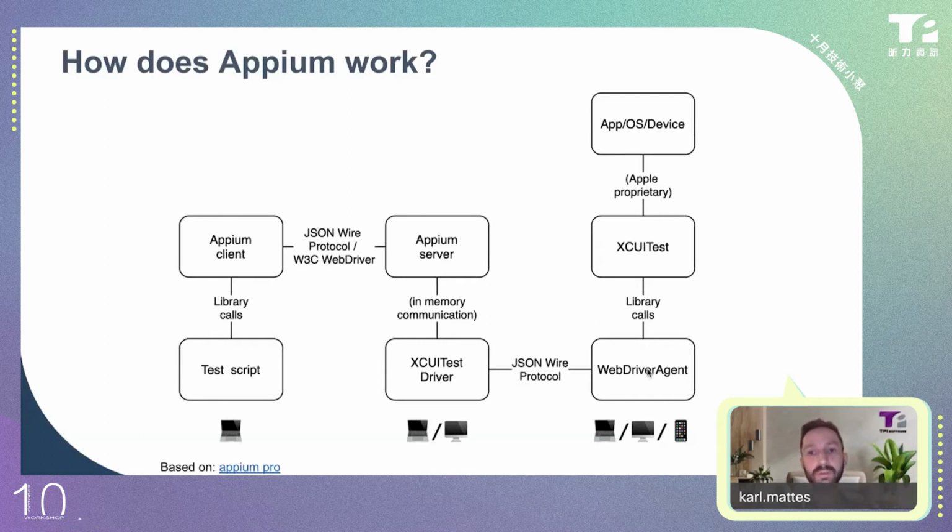So the WebDriver agent would then use, in the case of iOS, XCUITest, using the automation commands of that library to automate our app or the operating system. So when we're running an Appium test case, we will always need to make sure that we have an Appium server running, either on our machine or on a separate server, and that we either have a simulator installed on that machine or that a device is connected to that machine.